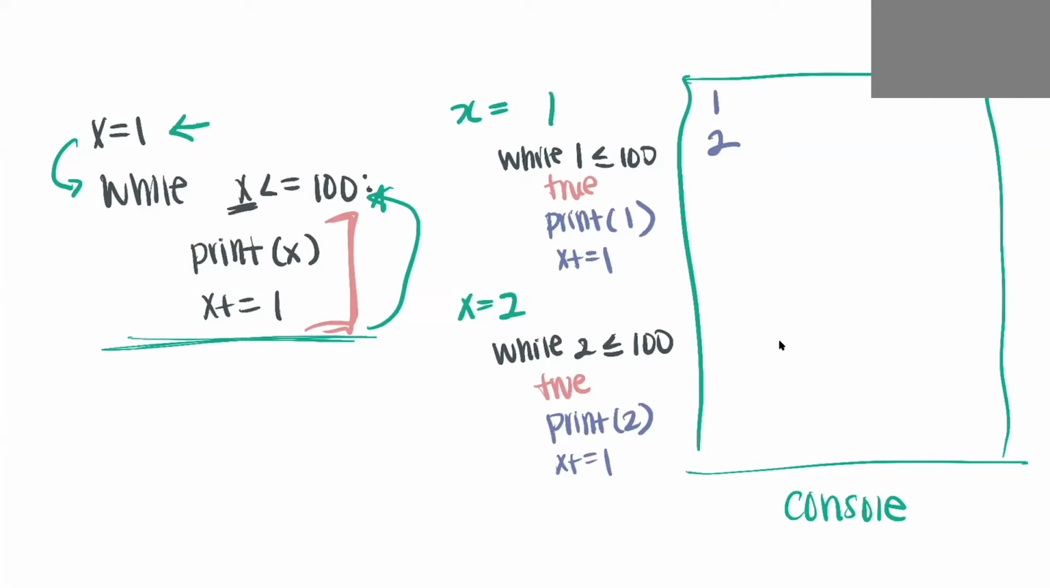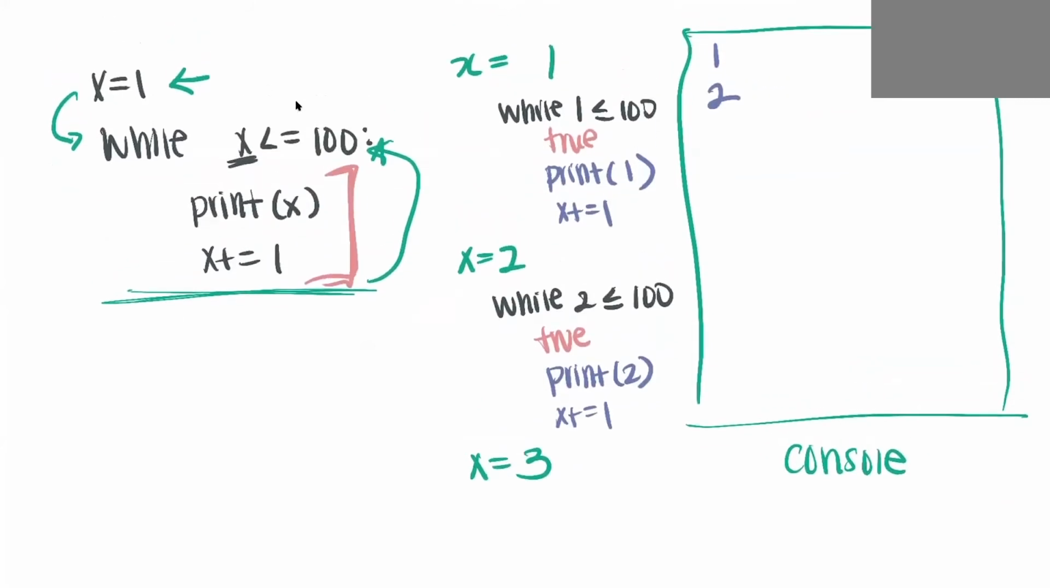Hold on a second. It looks like my screen hasn't updated yet. Oh, there we go. So now that I've reached the very bottom down here, I'm going to go back to the top and double check if that condition is still true. So while 3 is less than or equal to 100, is that a true statement or a false statement? It's a true statement. Very good.